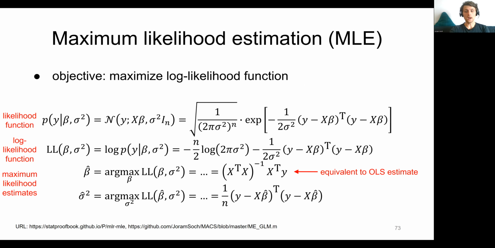However, the estimate for the noise variance will be a biased estimate, which means that on average, it will not converge to the true value of the noise variance, and it needs to be divided by n minus p instead of n here in order to be an unbiased estimate.